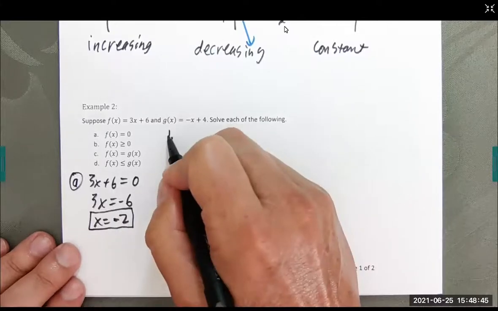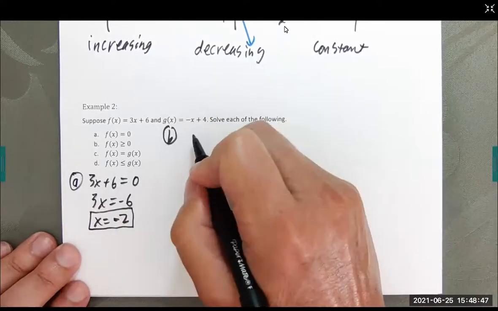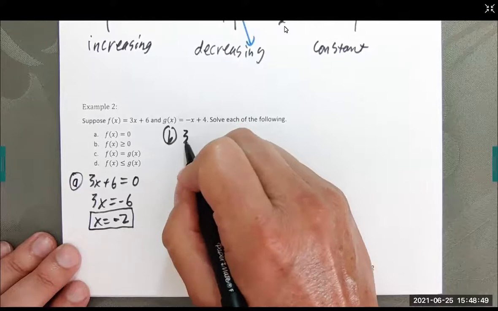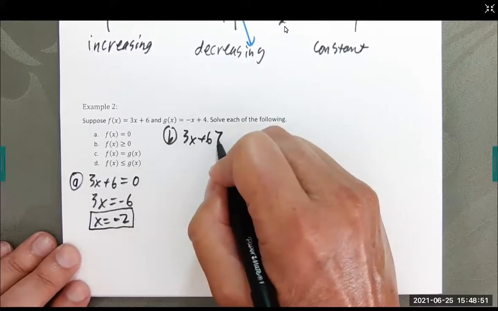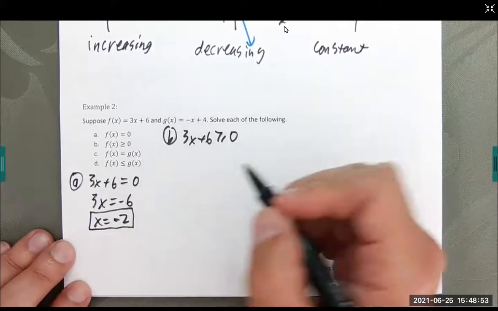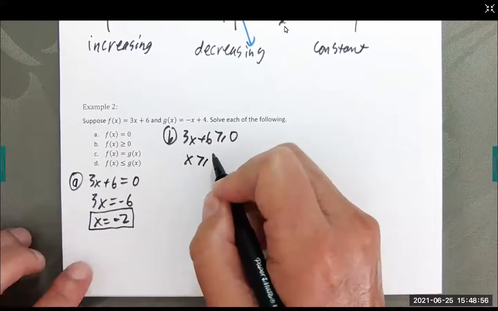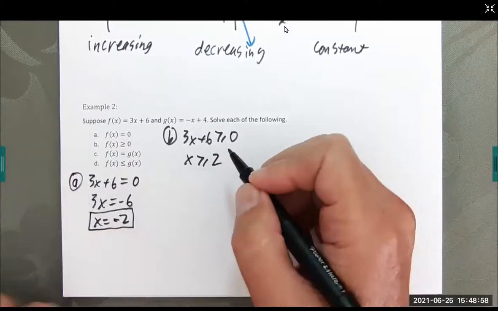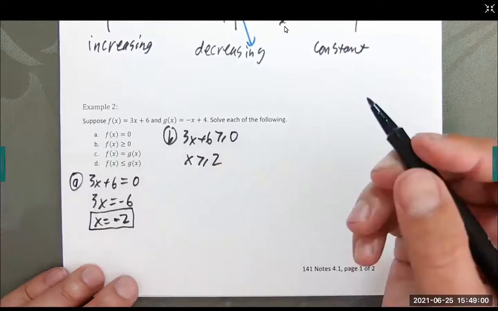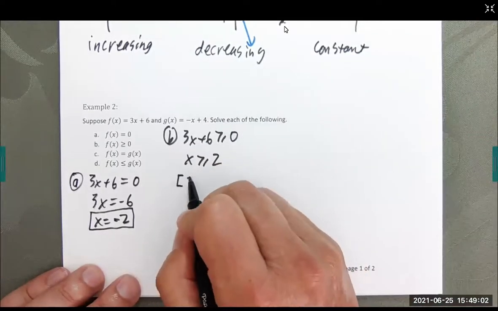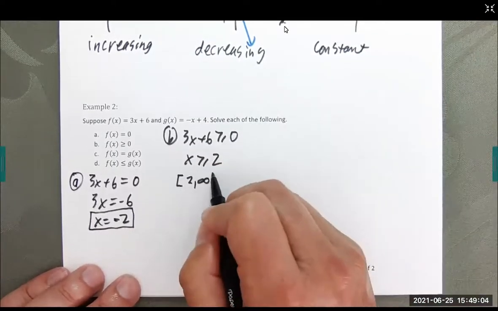B. f of x is positive, or bigger than or equal to 0, so that's 3x plus 6 bigger than or equal to 0. And we end up with x bigger than or equal to negative 2, right? The steps are the same. And so let's put that in interval notation. That is going to include negative 2 and go off to infinity.